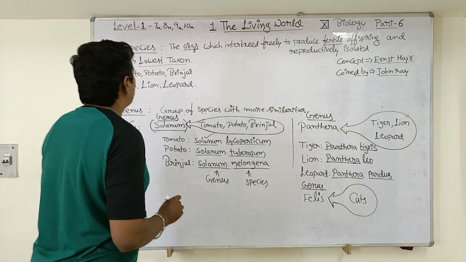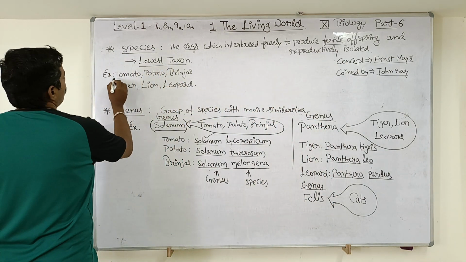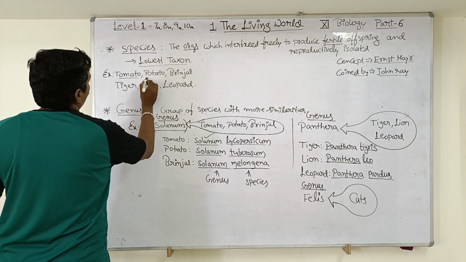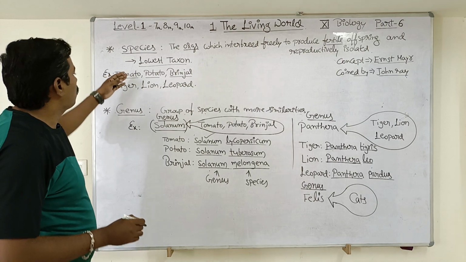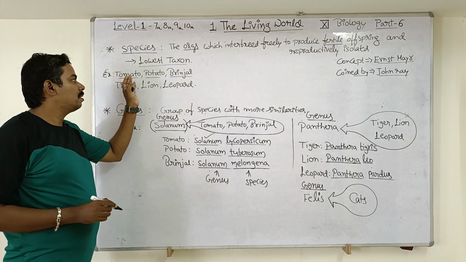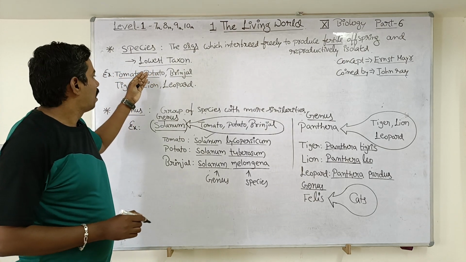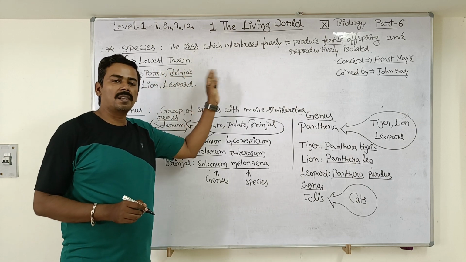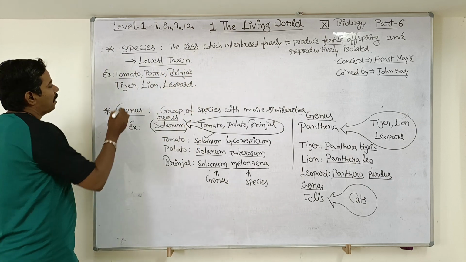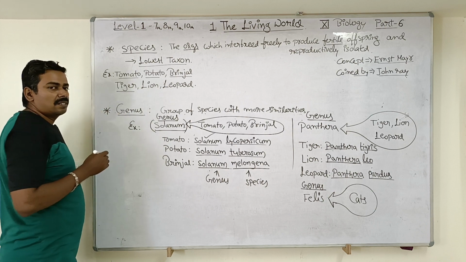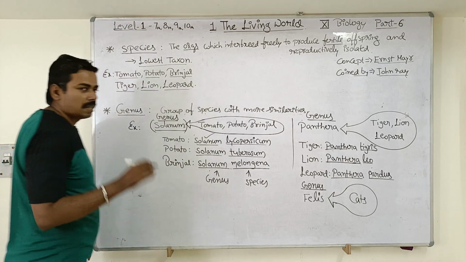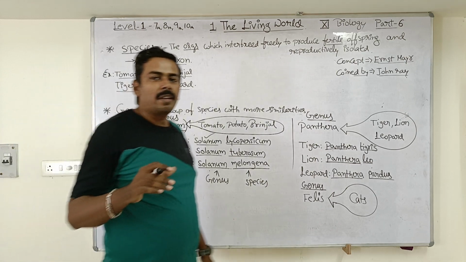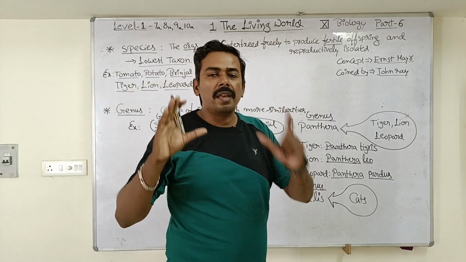Now what are the examples of species? In plants you can take tomato, potato, brinjal. These are different examples of species. Tomato plant is one species, potato plant is another species, brinjal is also another species. In animals, we can take tiger as a species, lion is a separate species, leopard is also a separate species. So in order to make you understand, I will tell one example.